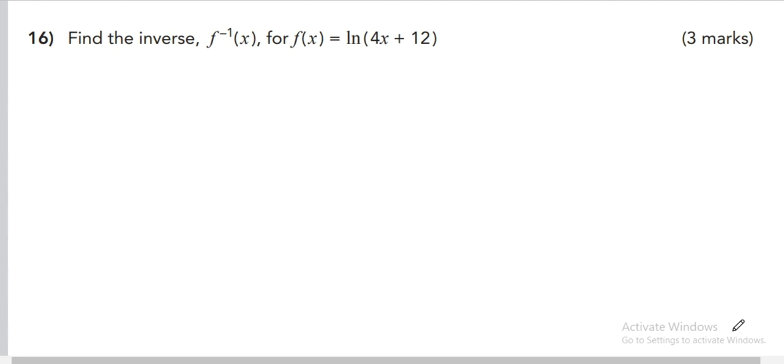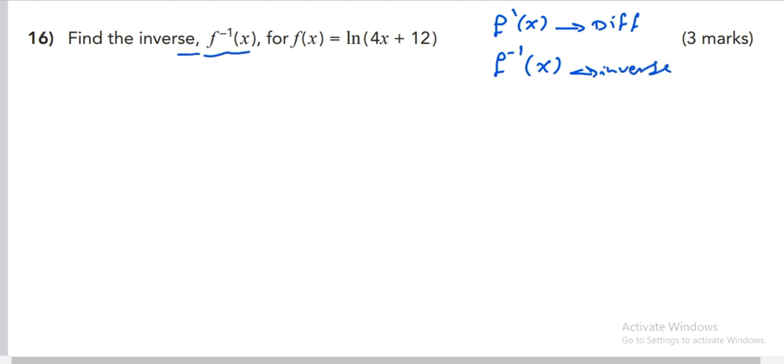Question 16. Find the inverse f inverse of x for f of x equal ln 4x plus 12. In this question we have to differentiate between the inverse and the first derivative. As we said before, the first derivative is written as f dash of x, but the inverse is f power negative 1 of x. This is derivative and this is inverse. Here he asked to find the inverse and he already wrote the word inverse, but sometimes he will not write it. So we have to differentiate from the symbol.